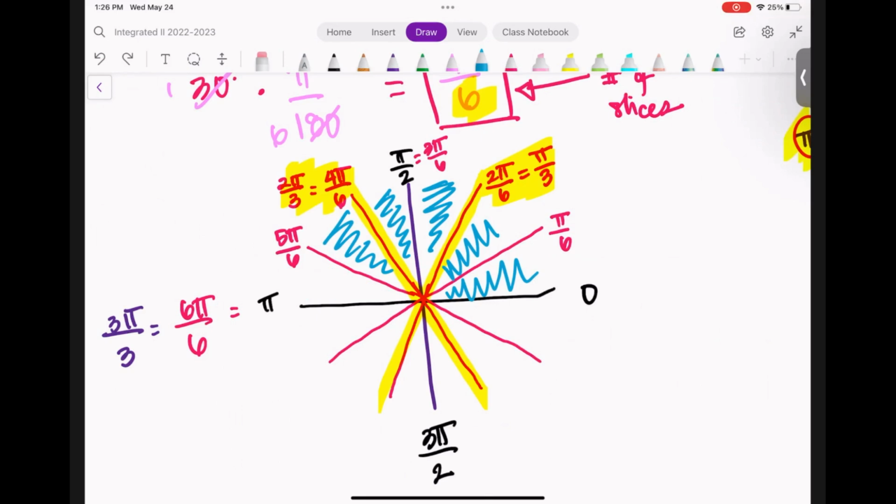Now thinking about that, can you guys find the one that would go right here? Can you write the one that goes right there?